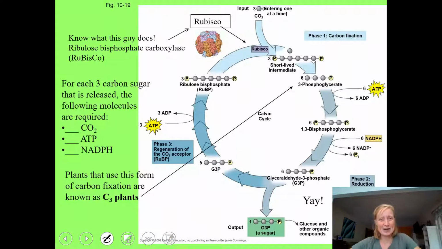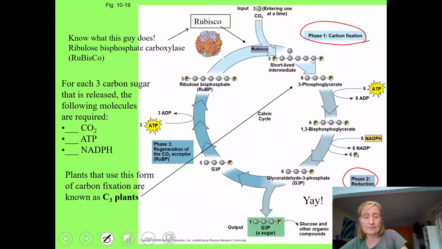This is the scariest diagram. Don't worry, we're not going to learn every detail of this diagram. But when we look at a diagram like this, I first look at things that are big and bold to see what's happening. I see 3 phases. I see a circle. So we start with something, we end with that same thing. It looks like we start with ribulose bisphosphate and we do a circle and we end with it.